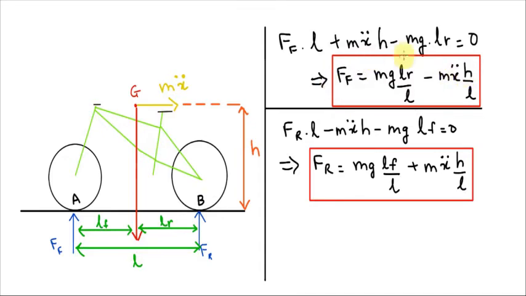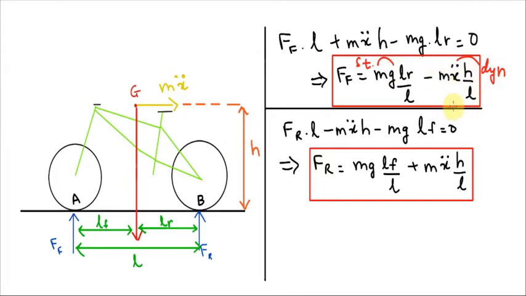Now, the interesting thing here is that this part, m x double dot h by L, is called the dynamic part of the equation, whereas this front part is the static part. When your bike is steady, or when any vehicle is steady, this dynamic part does not play any role. So we are left with mg Lr by L. That is the normal force acting on the front wheel when the body is stationary. When there is acceleration, we do need to consider this part.